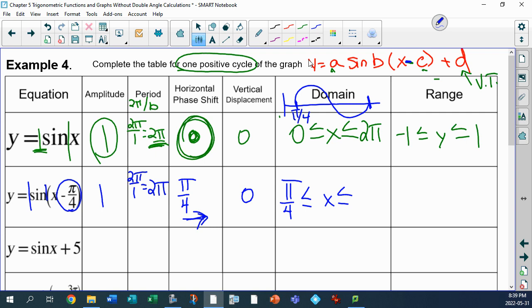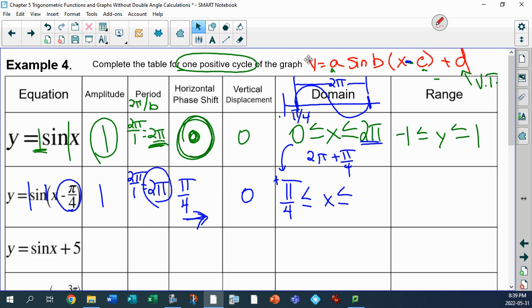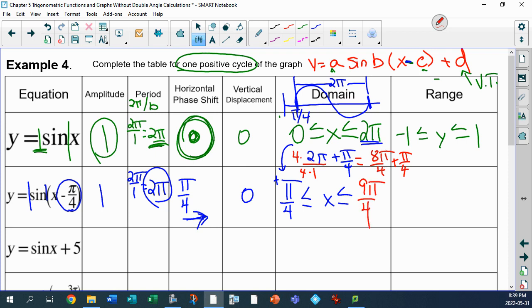Well, simple. Just add your period to this. I'm going to go from here over 2 pi to here. Well, how do I figure that out then? Well, it's actually quite simple. I'm going to add pi over 4 to this guy. That's where I'm starting because that's my shift. I'm going to take this 2 pi and add pi over 4 to it. Well, guess what? I'm going to common denominator this 1, which means I'm going to multiply this by 4. So look what I get. I got 8 pi over 4 plus pi over 4, giving me, guess what? There's the end of your graph at 9 pi over 4.